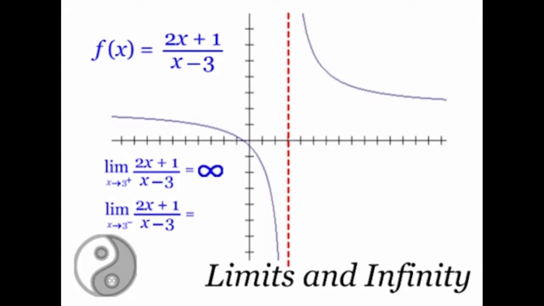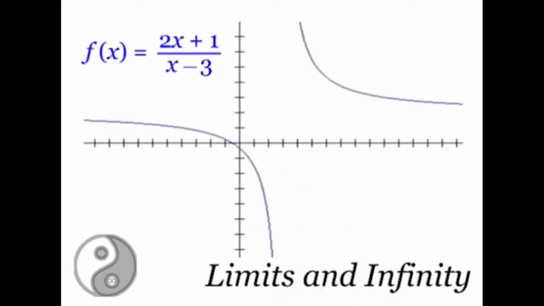As you approach 3 from the right, f gets infinitely large, so we can say that the limit as x approaches 3 from the right of f of x is infinity. However, as you approach 3 from the left, f of x gets infinitely negative, so we say the limit as x approaches 3 from the left of f of x is negative infinity. Vertical asymptotes aren't the only asymptotes related to infinity. Horizontal asymptotes do as well, just in a slightly different way.